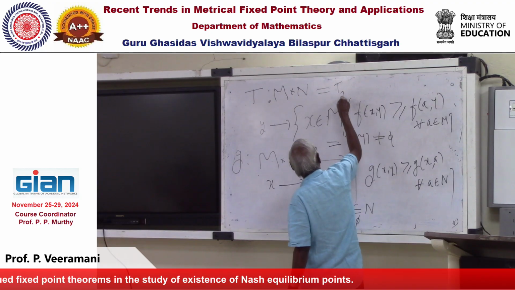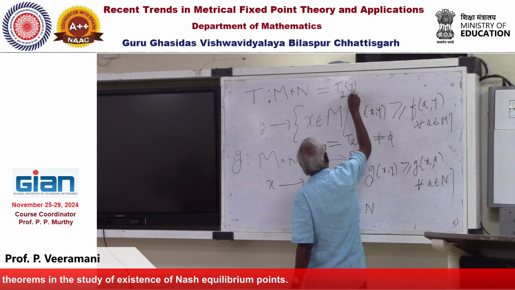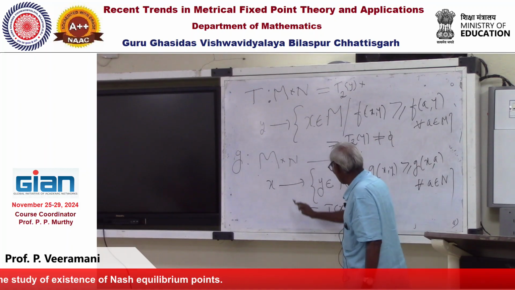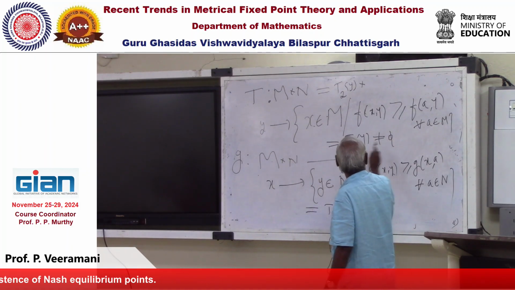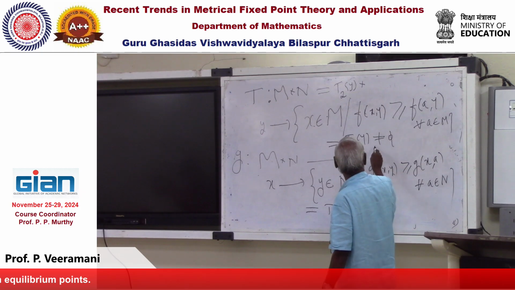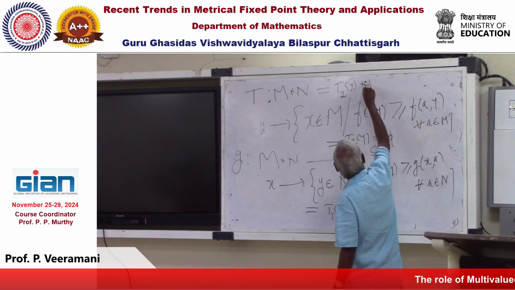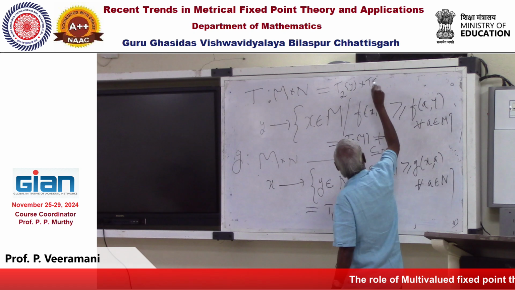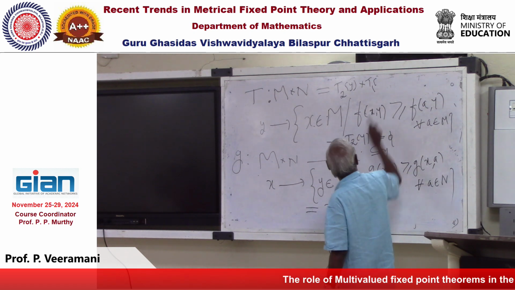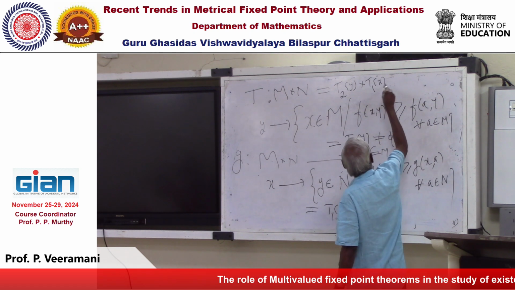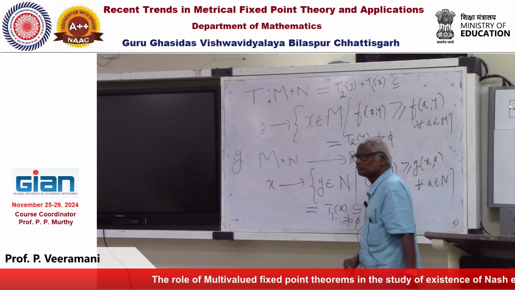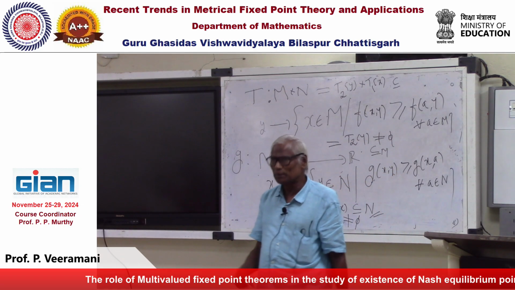So this is T2 of Y, a subset of M. This is a subset of M, this is a subset of N. So T2 of Y cross T1 of X is a subset of M cross N.